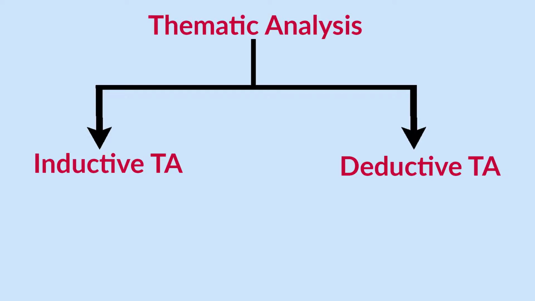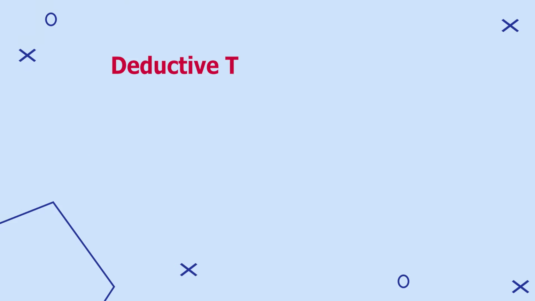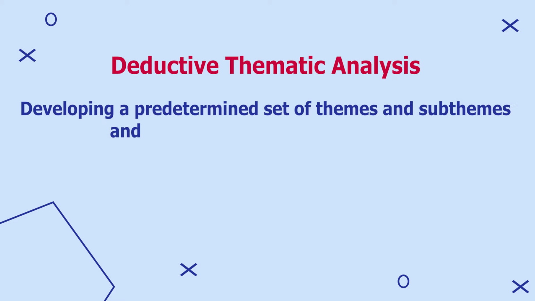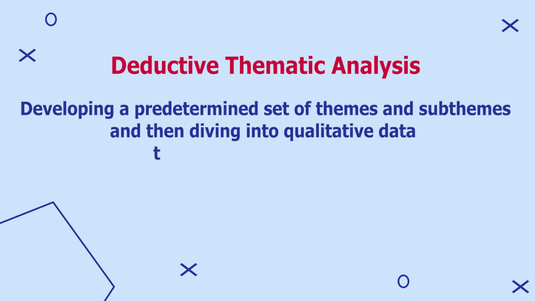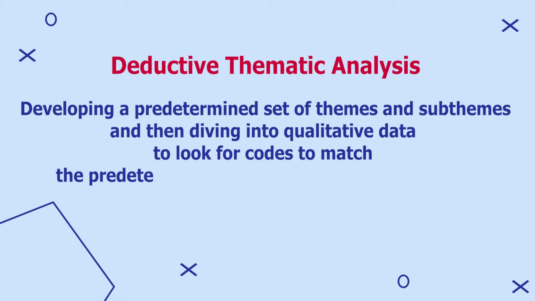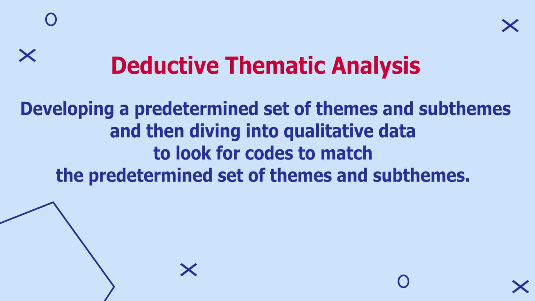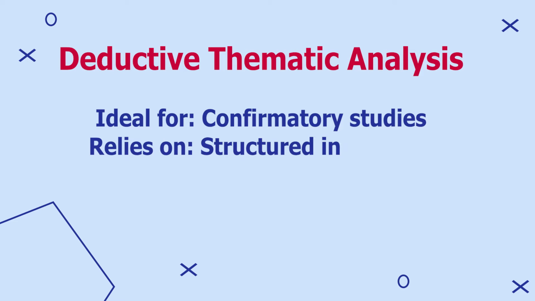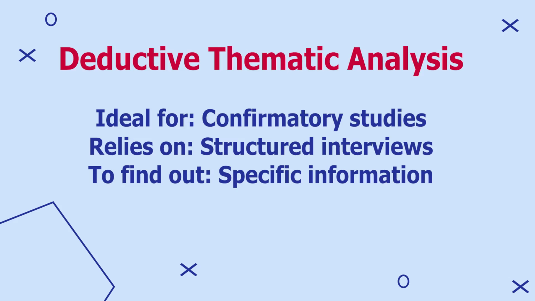Now, the next approach to thematic analysis is deductive thematic analysis. Deductive thematic analysis involves developing a predetermined set of themes and subthemes, and then diving into the qualitative data to look for codes that match or support the predetermined themes or subthemes. The deductive approach to thematic analysis is therefore suitable for individuals conducting confirmatory research where they have structured interviews and want to find out specific information.